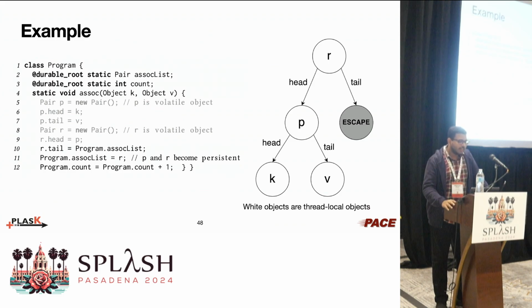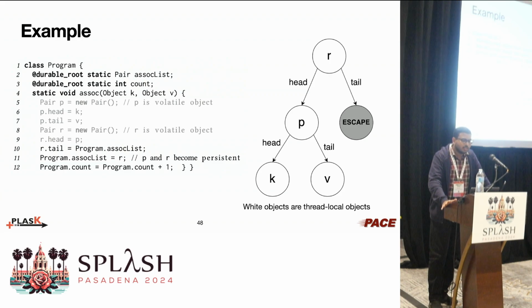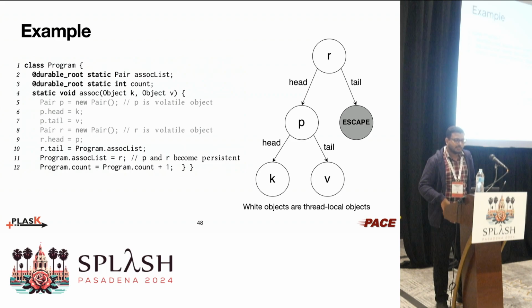So let's look at an example here. You don't have to worry about the grayed out part. The right hand side shows the object graph for the code until line number 10. As you can see on line number 10, we are doing r.tail is equal to program.assoc_list. Now notice that program.assoc_list is a durable root, and since we are reading from a durable root, if we had used escape analysis, we would say that r.tail will point to escaping object. You can see in the gray color we have shown that r.tail is pointing to escaping object.